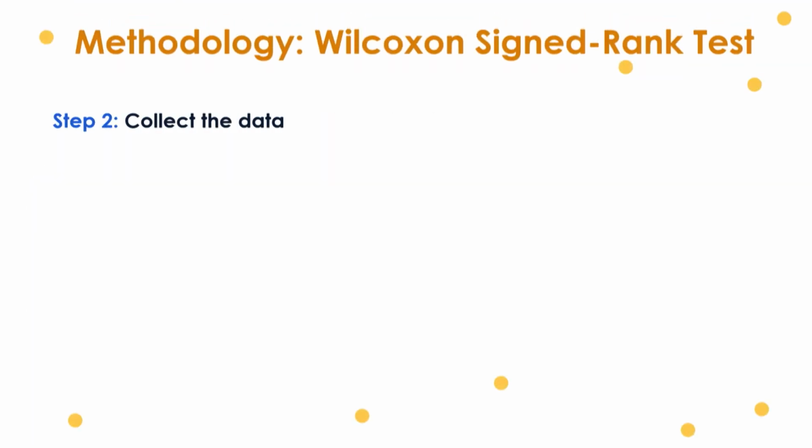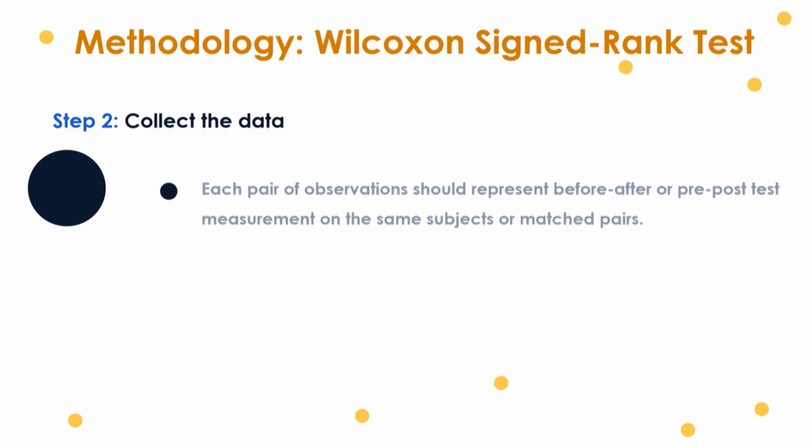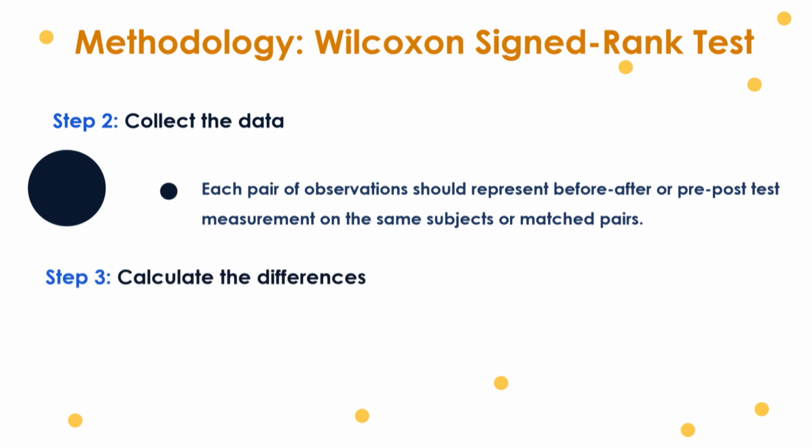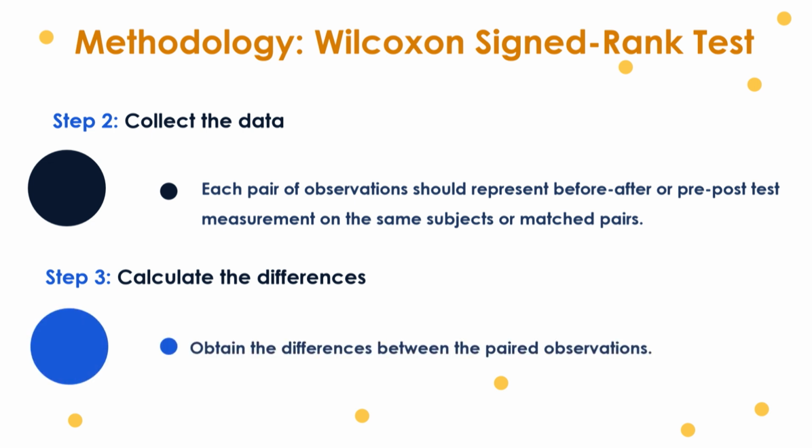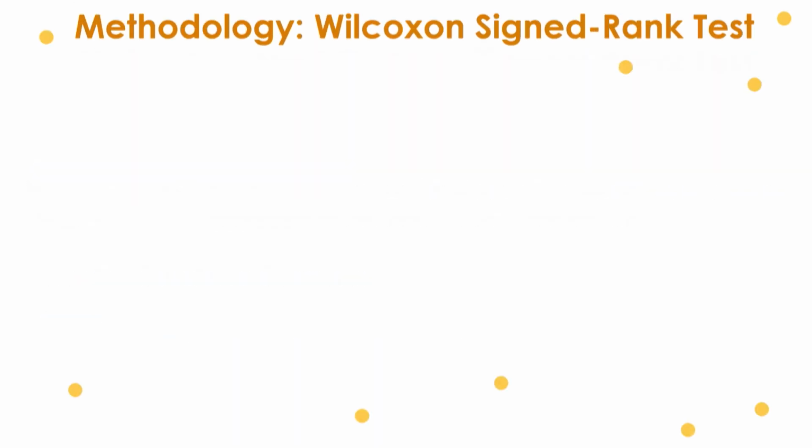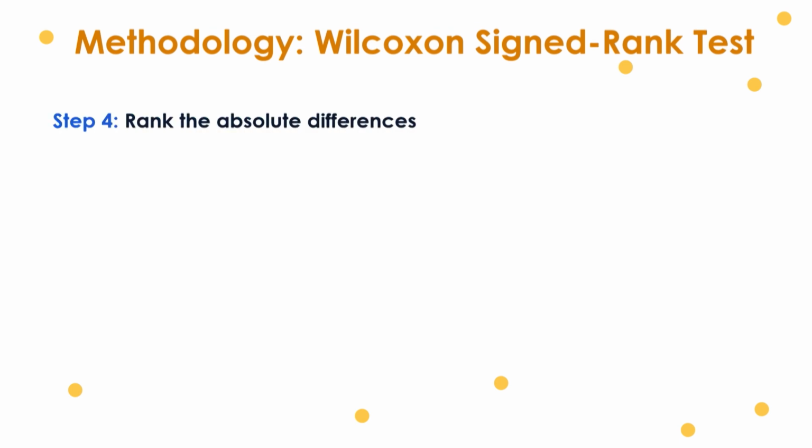Step 2: we have to collect the data. How should the data be collected? We have to collect pairs of observations representing before and after, or pre and post test measurements on the same subject, or matched pairs. The third step is to calculate the difference, obtaining the difference between the paired observations. So we have before and after, and we find the difference between them. Step 4 will be to rank the absolute differences.